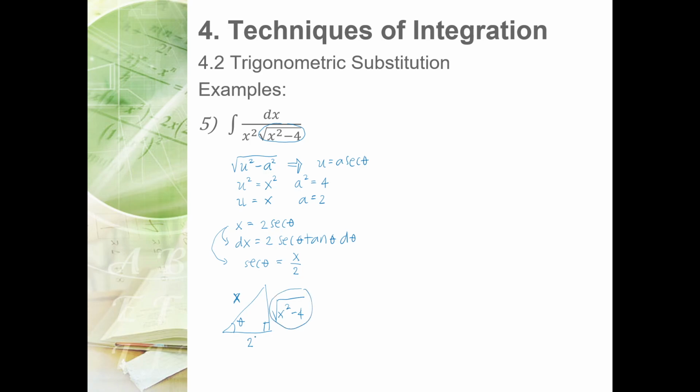So pairing up the radical expression and a constant with a particular trigo function, we use tangent. Tangent theta is equal to opposite side all over adjacent side. So this would give us 2 tangent theta is equal to the radical expression, square root of x squared minus 4. So medyo paspas na siya because the process is repetitive, di ba?